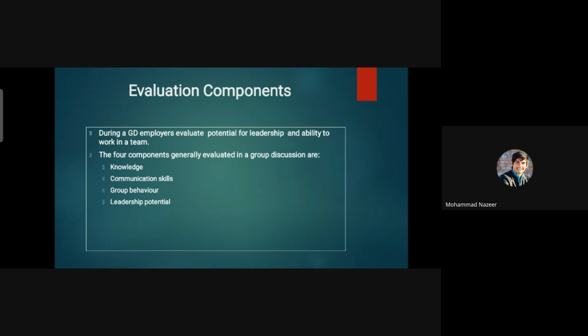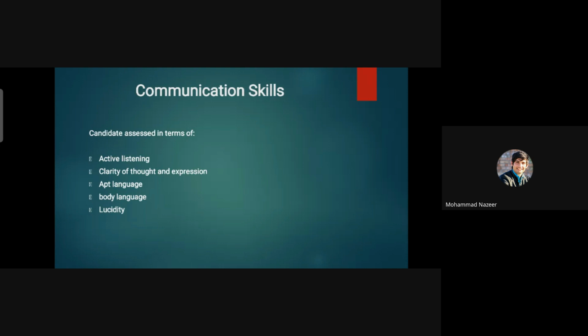That means they will be checking whether you have the ability to work in a team. Because if a group discussion leads to an argument, then things will not go on in the right pattern. So these are the things which are required: knowledge, your communication skills, your group behavior. That means you are not going to fight. And then your leadership potential. And the skill required over there is active listening.